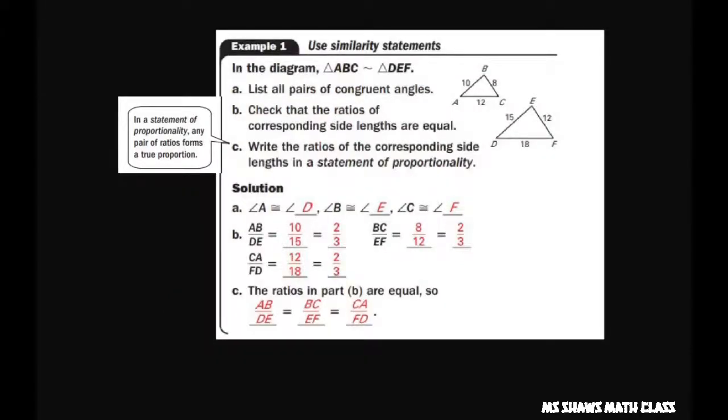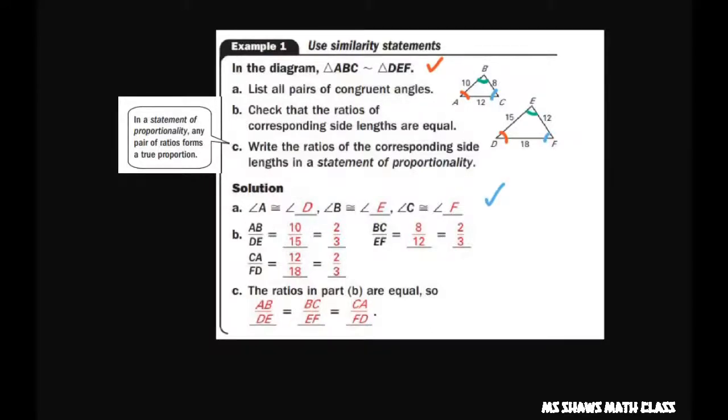So, for example, we're using similarity statements. We list the pair of congruent angles. Since it's stating that these two triangles are similar, that means our angles are congruent. A is congruent with D, B is congruent with E, and C is congruent with F. All right, so that's this part.